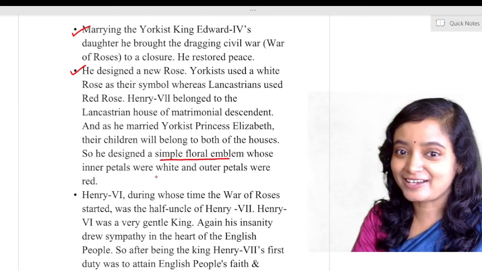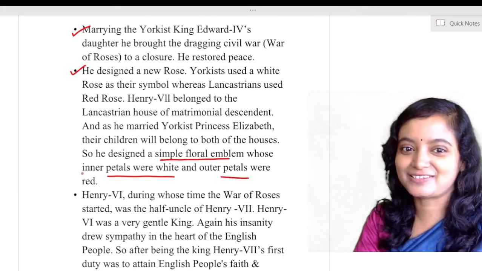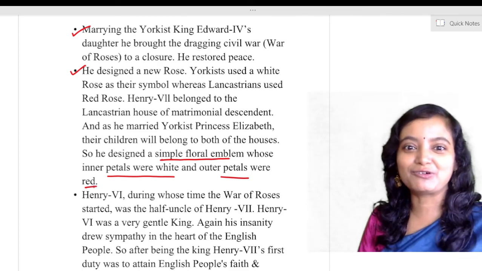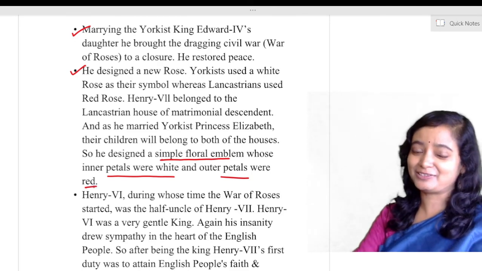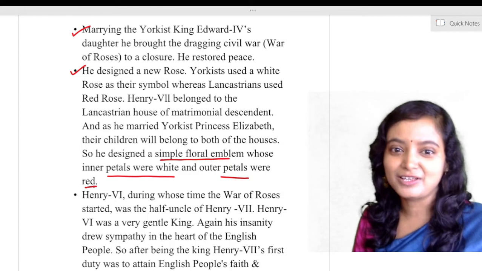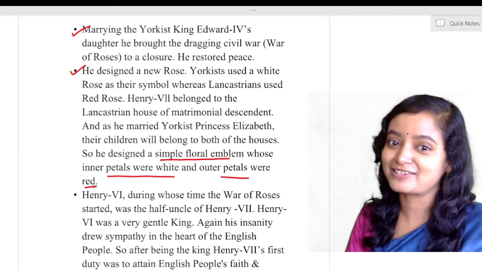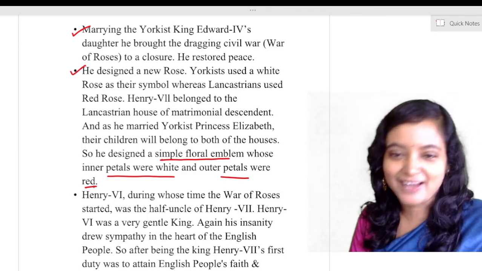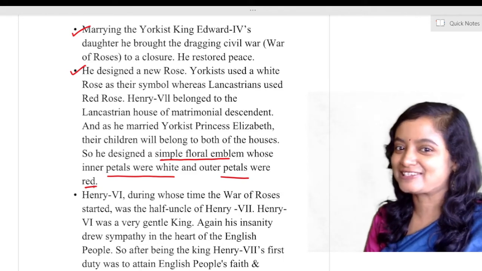Inner petals are white and outer petals are red. So no one will quarrel. There is no means of debate. There is no means of any controversy. Both the colors of both houses he preserved. So there lies the wisdom of this great king.